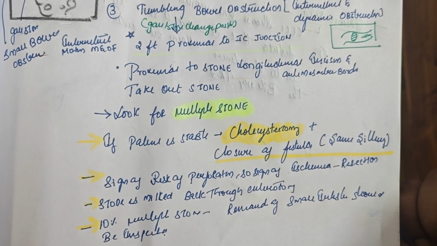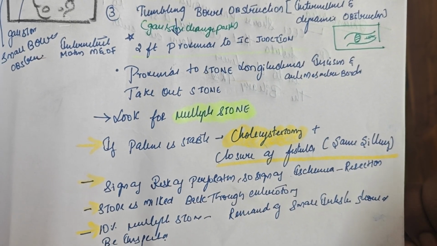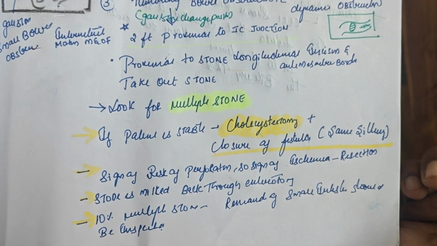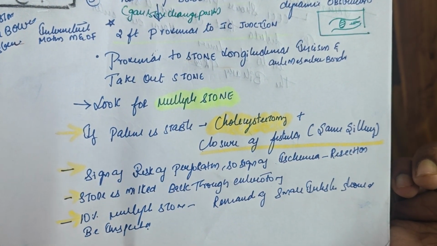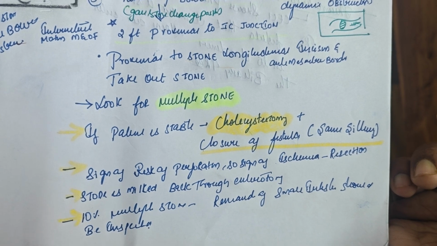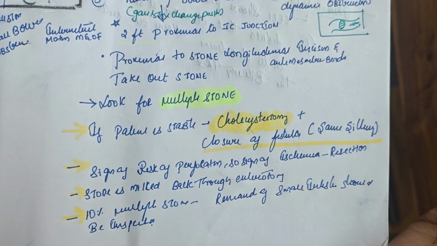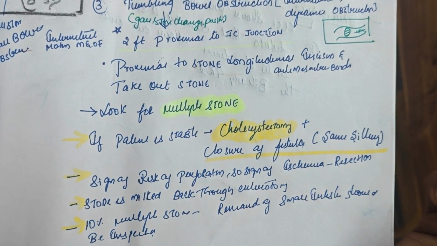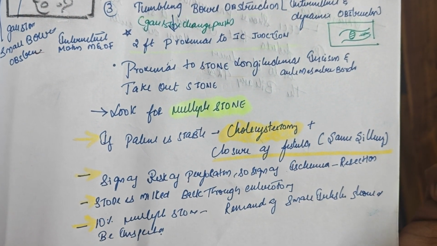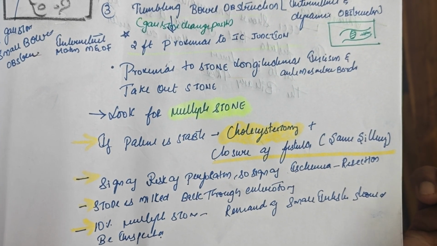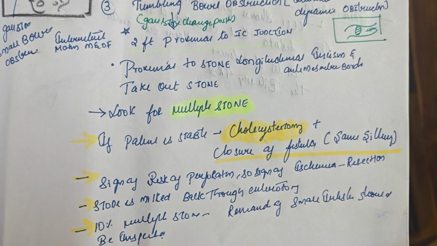And after all, the stone is milled back to the enterotomy, right? So in 10% multiple stones can be present. So you need to inspect the remainder of the small intestine. Say, for example, the patient is unstable, you're not going to do all that. You're just going to remove the stone through an enterotomy, right? You're going to remove that stone out.